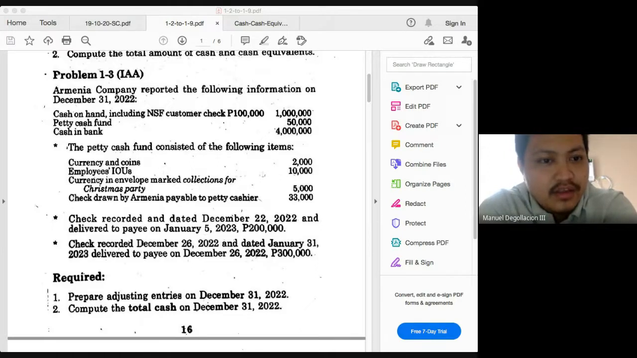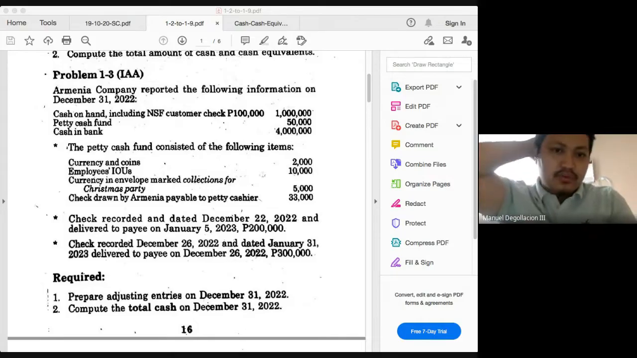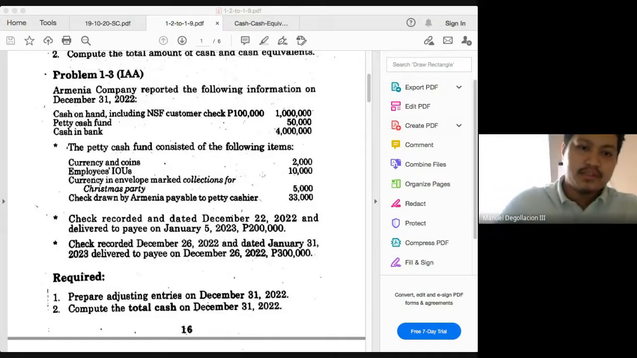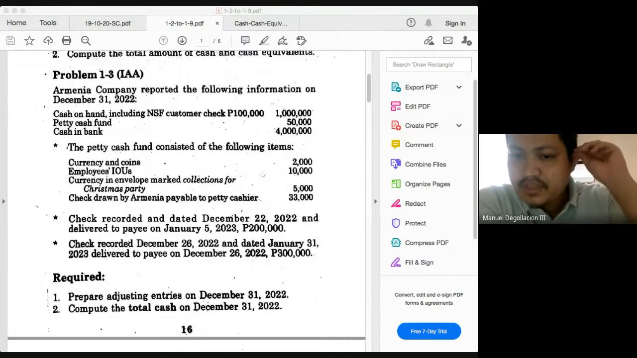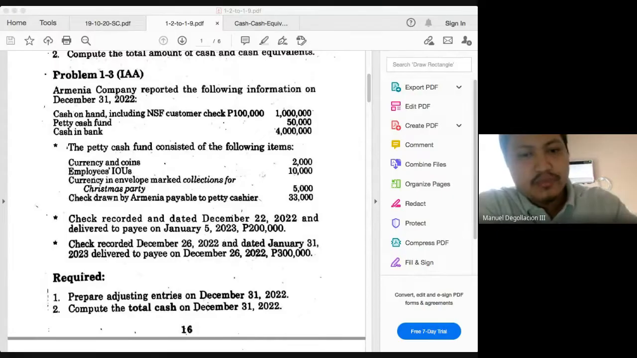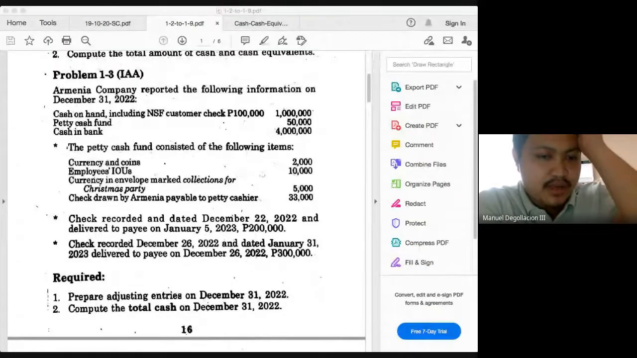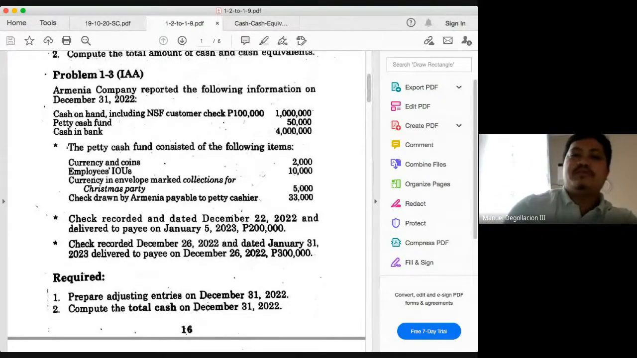5,435,000. Again, the takeaway from this problem would be the treatment of checks drawn to petty cash custodians or petty cashier. I hope everyone is already clear on the analysis involving undelivered checks, NSF checks, post-dated checks issued by us and post-dated checks issued by our customers. Let's proceed to problem 1-4.